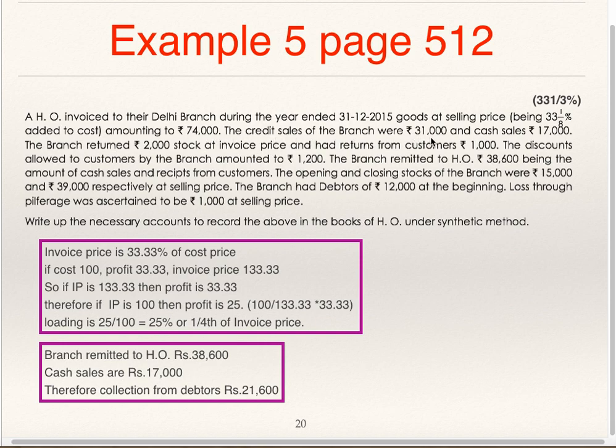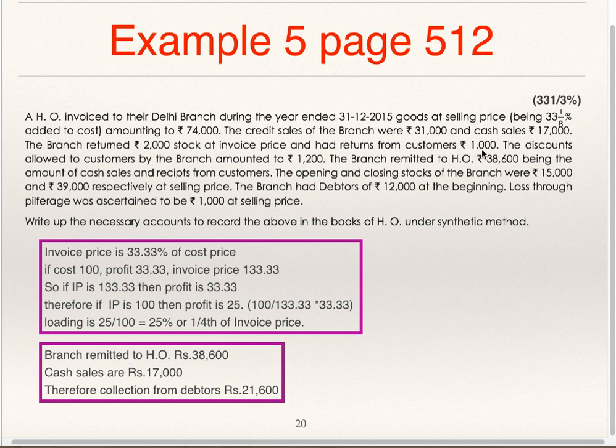Credit sales of the branch 31,000 and cash sales 17,000. Credit sales will not come in branch account, but are to be debited to memorandum branch debtors account. Cash sales you have to credit to branch account as by bank, below that cash sales and collection from debtors. The branch returned 2,000 stock at invoice price.